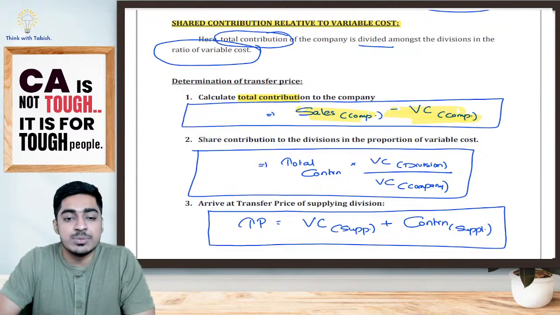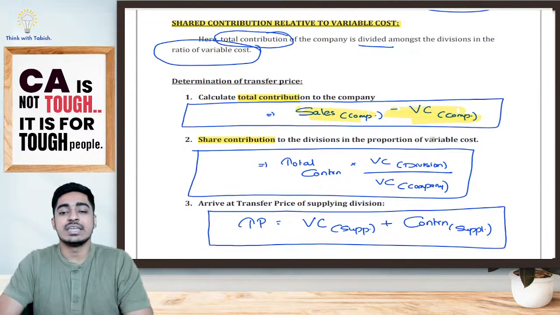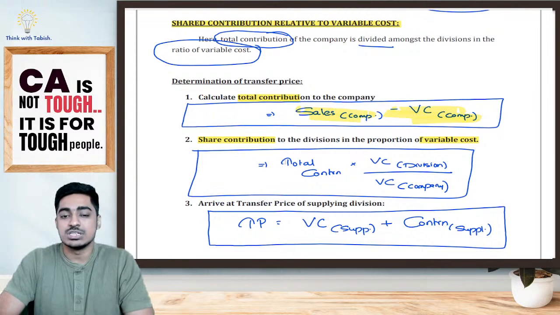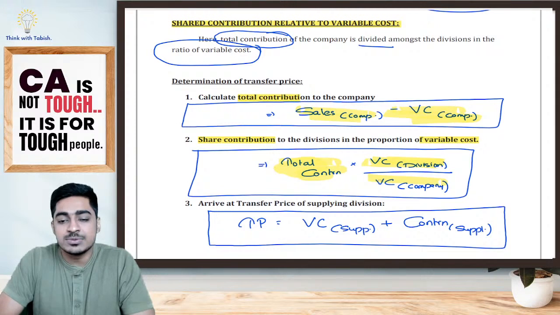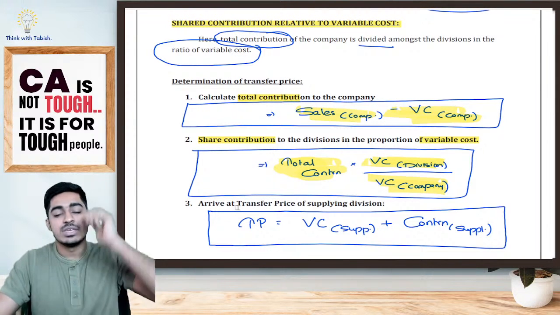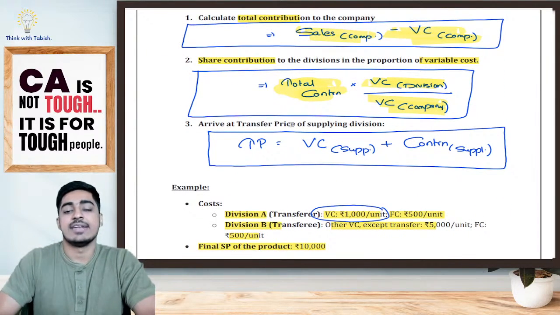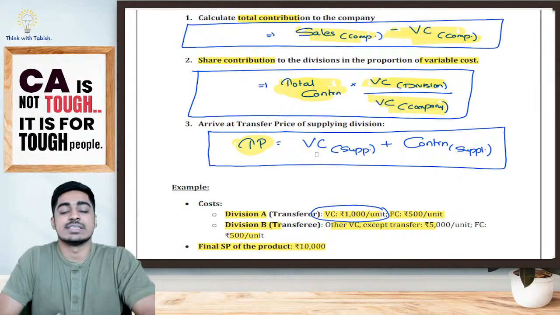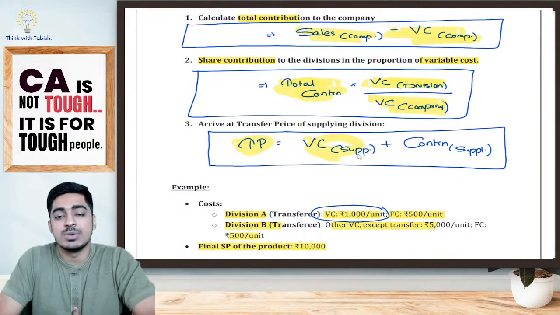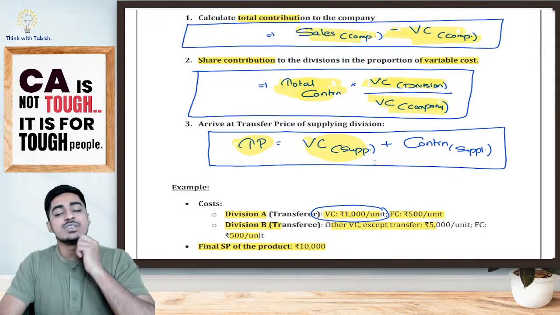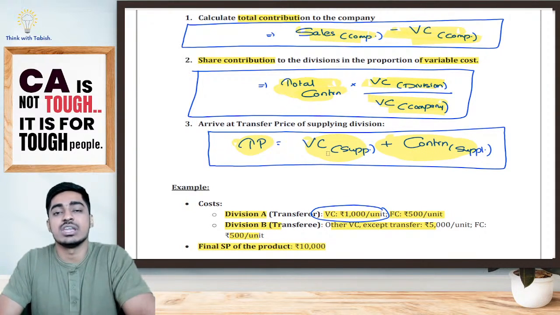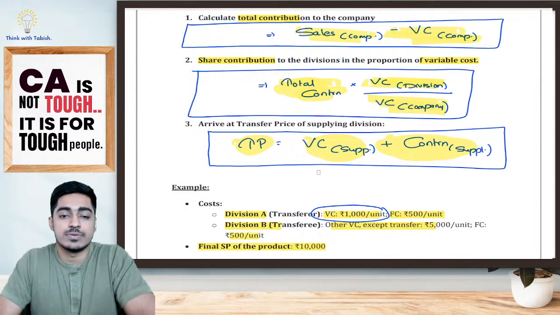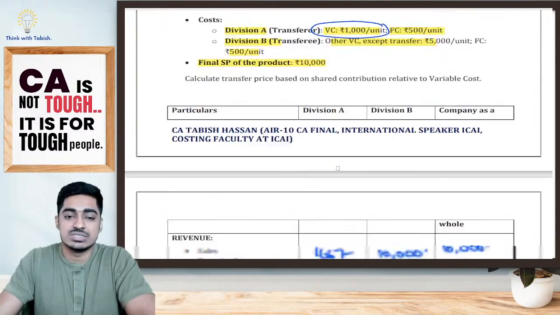Next, we need to distribute this contribution in the ratio of variable cost. The total contribution has to be distributed based on the variable cost of the division and the variable cost of the company. You get the respective contribution, and we arrive at the transfer price. How do we arrive at it? We ask how much variable cost you have incurred. That anyway you recover. Over and above that, recover this contribution also, from which you can recover your fixed cost and earn profit. Is this clear, students?